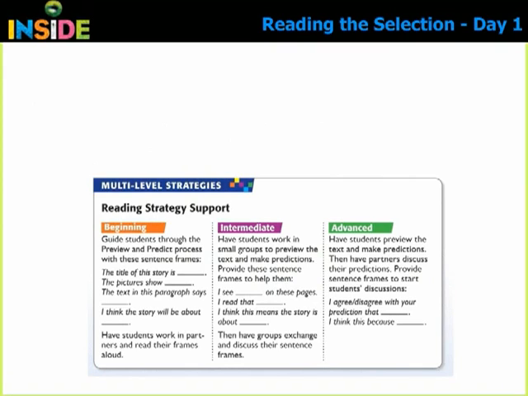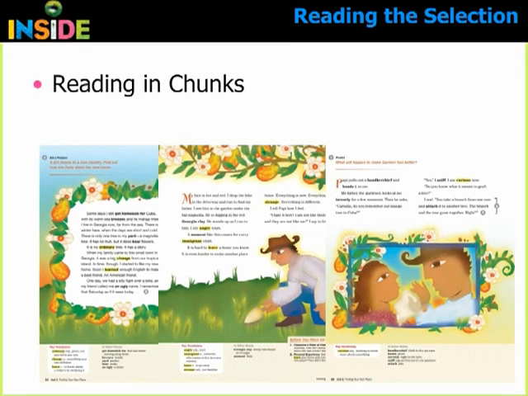Ms. Parker works with her English learners first, and she uses the multi-level strategies provided to help students at each level. Depending on the length of the selection, Ms. Parker chunks the reading into multiple days.